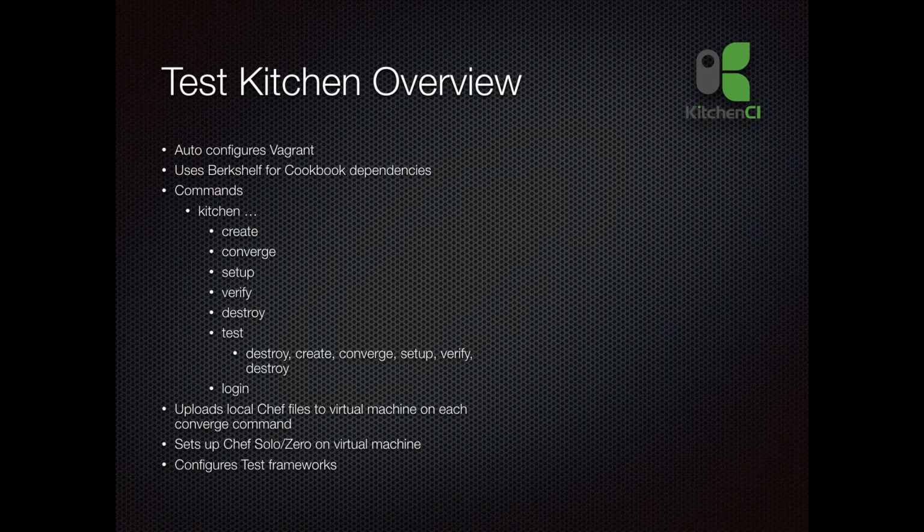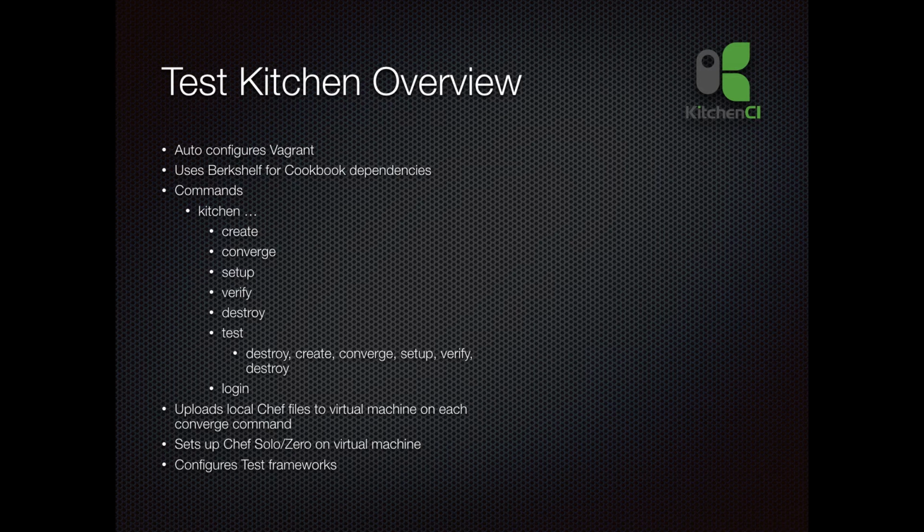Again, the converge uploads all your Chef. Test Kitchen does all the Vagrant configuration, does the Berkshelf commands for you, takes all your files and uploads them to the virtual machine and runs it. The thing to note is that if you make a change to your cookbook locally, you need to run converge again. You might run into that if you get up to the verify stage and you've verified everything and you make a change to your cookbook. You can't just run verify again, you've got to run converge again, so it re-uploads your cookbook stuff, and then run verify.